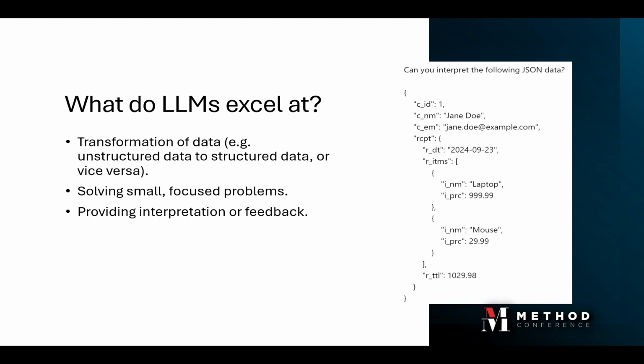I think that they're really good at transforming data. And so what do I mean by unstructured and structured data? The JSON data on the left is literally just a customer receipt. But I would argue that it's structured, right? A machine could interpret that. We have proper syntax. We have key value pairs, right? That's structured, right? We can interpret that.